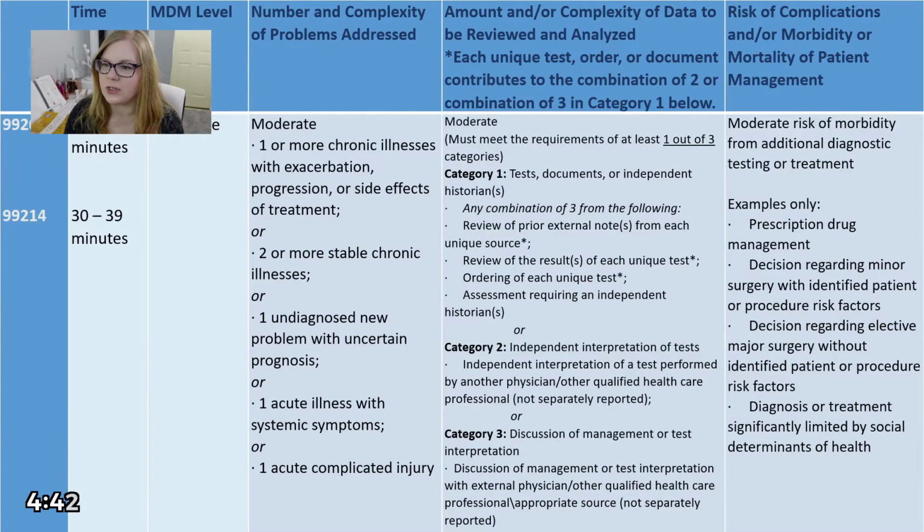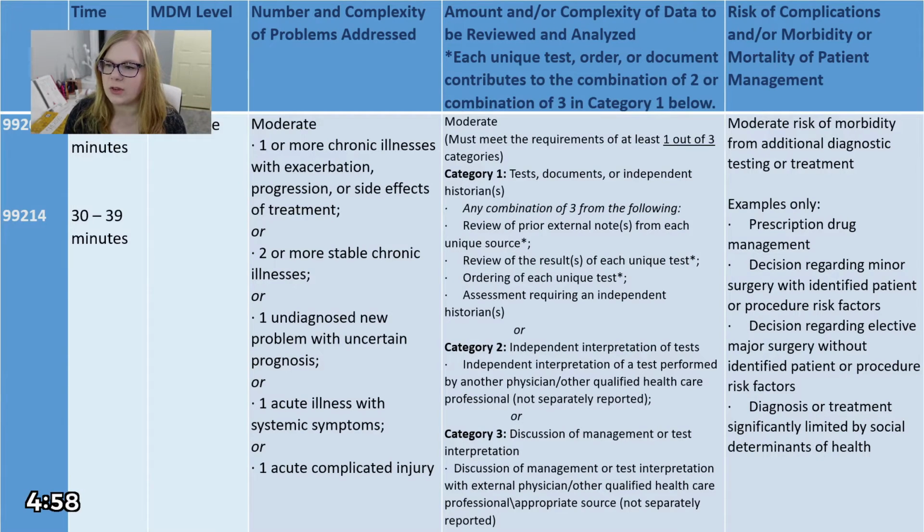Next is category 2, which is independent interpretation of tests. So an independent interpretation of a test performed by another physician or other qualified healthcare profession that you're not separately reporting. So again, not separately reporting out for that. If you're just doing the independent interpretation and not separately billing for it, you can get it here.